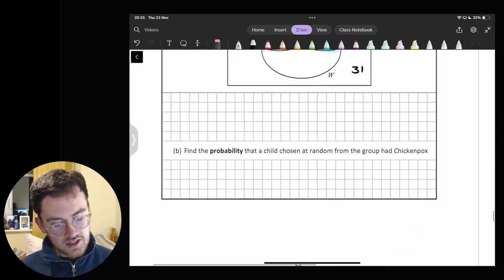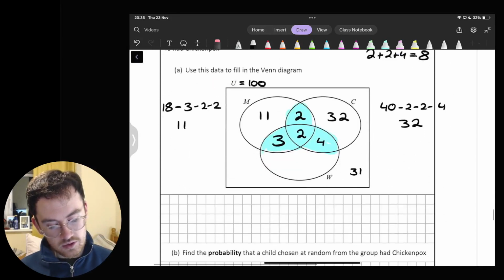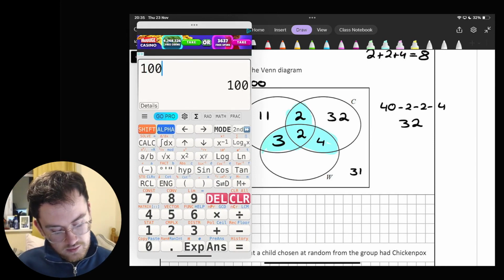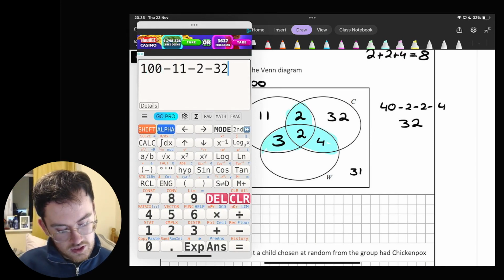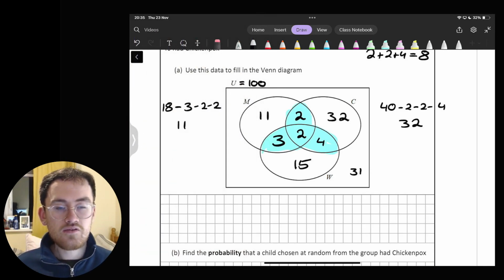Okay, and to work out the last little section, we're not told how many people are in that, but we know there's 100 people altogether. So from 100 we can take away all the information that we have: 11, 2, 32, 3, 2, 4, and the 31, and we get an answer of 15 for whooping cough only.